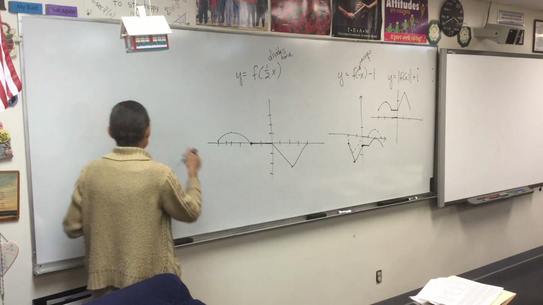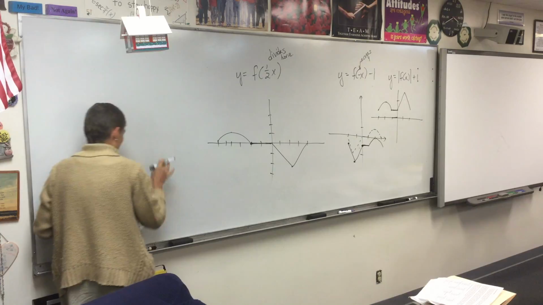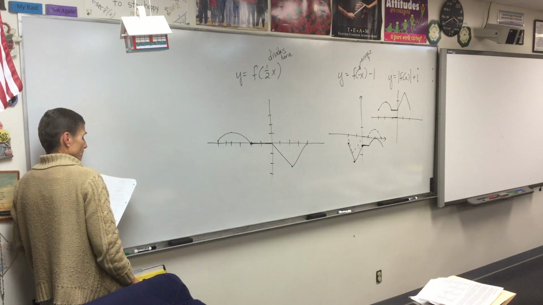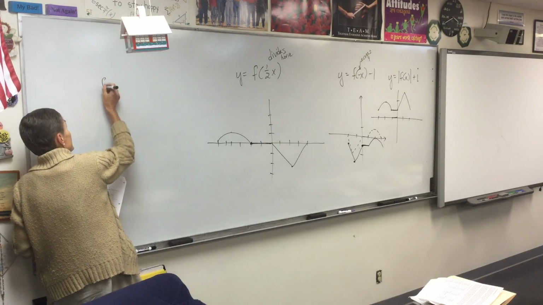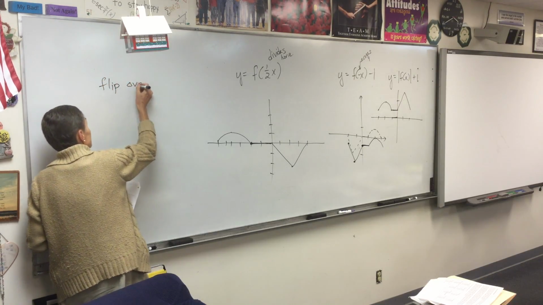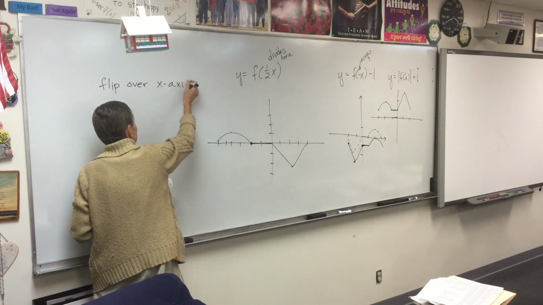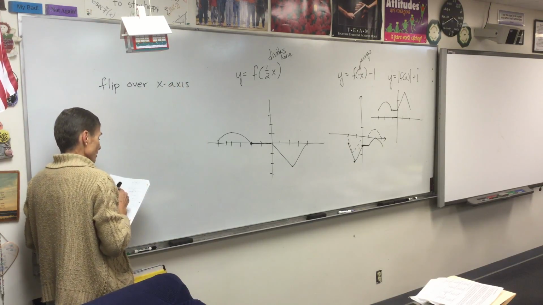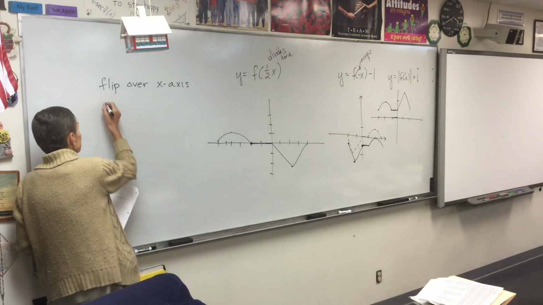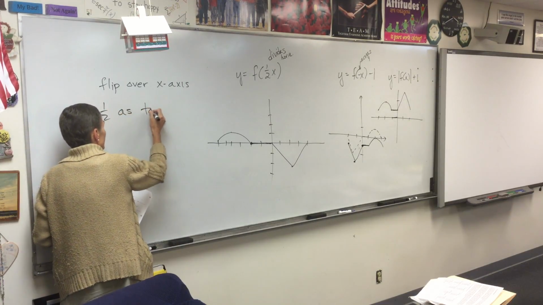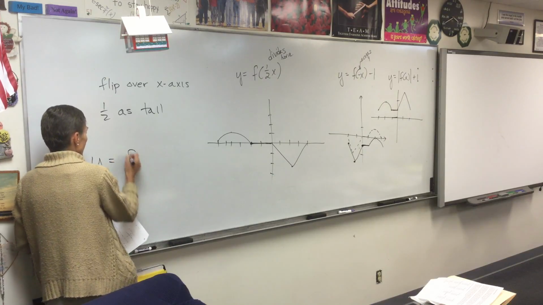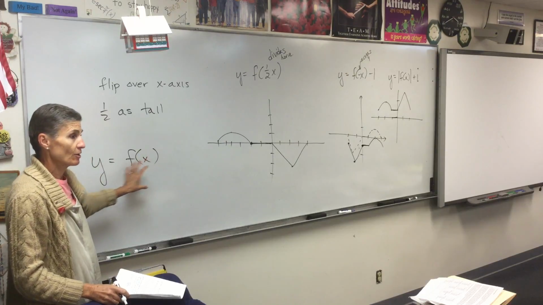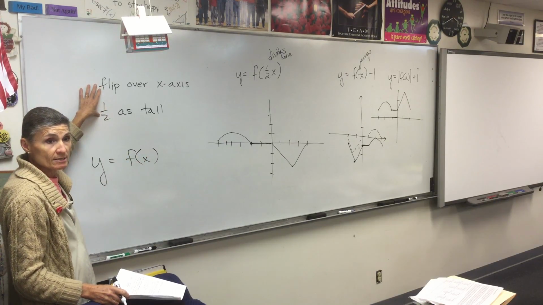All right, so let's just make a list of what changes you see. Look at the original, look at the one I drew. What are some changes you see? It's flipped over the x-axis. All right, so we'll have to figure out what we're going to do to make that happen. I think there's another change. Half as tall. So here's my equation, y equals f of x. I gotta stick some stuff in here that's gonna accomplish this.